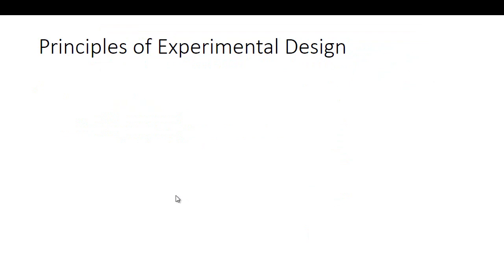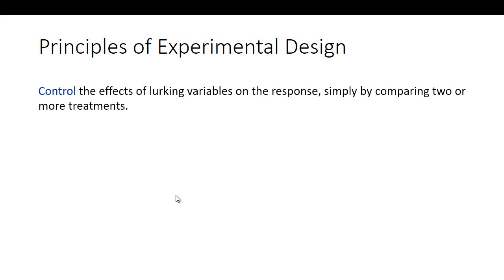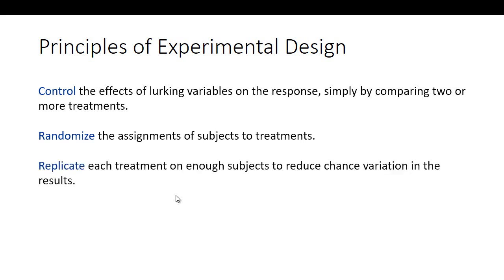The principles of experimental design, what are they? You must control the effects of lurking variables on the response variable simply by comparing two or more treatments. Always randomize the assignments of subjects to the treatments. Replicate each treatment on enough subjects to reduce the chance variation in the result.